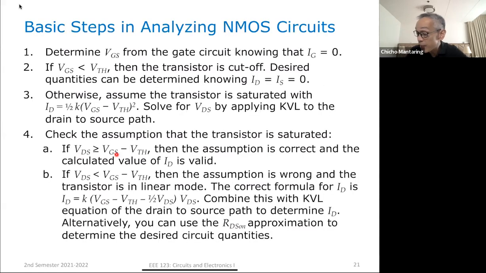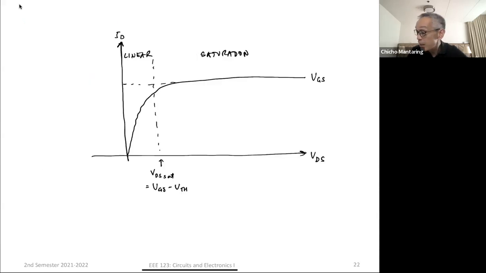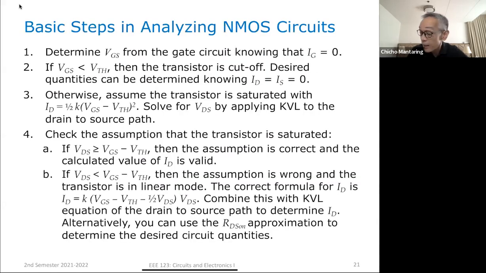So if VDS is greater than VGS minus VTH, that means nandito tayo sa right side. Nasa saturation tayo. Okay. Pag nakita natin na na-satisfy ito, then our assumption is correct, and the value that we calculated for ID using this formula is valid.